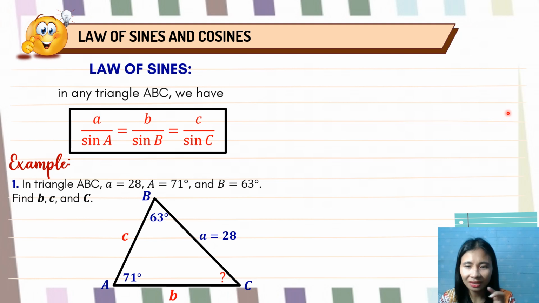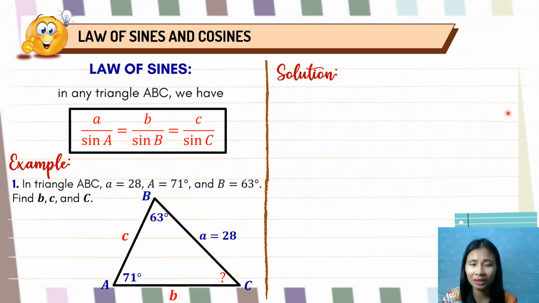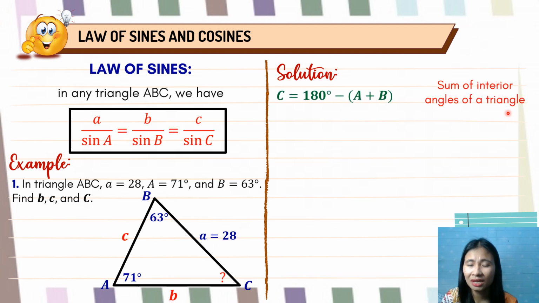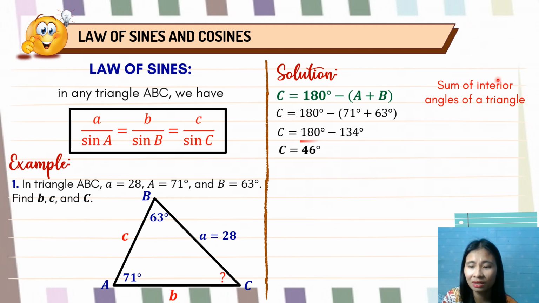Now, let's start. Since two angles in the triangle are already provided, we can solve for angle C immediately, using the concept that the sum of the interior angles of a triangle is equal to 180. Thus, the equation will be C is equal to 180 degrees minus the sum of the measures of the given two angles. By substitution, we have 180 minus the quantity 71 plus 63. Since 71 plus 63 is 134, angle C is equal to 46 degrees.